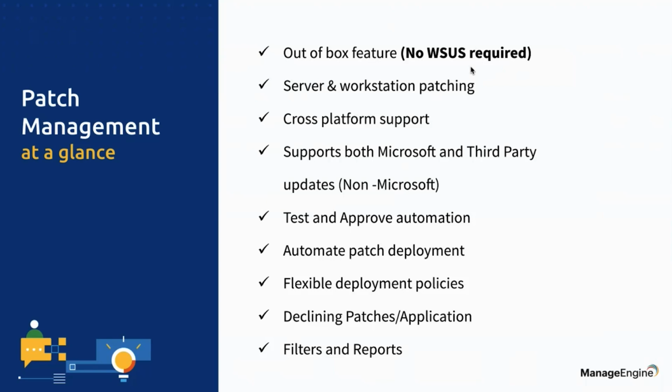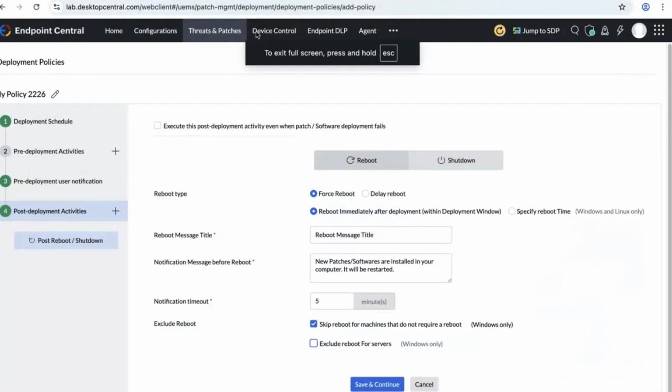Non-Microsoft updates are also supported, including security and non-security under Microsoft. Test and approve automation is supported. Automate patch deployment is supported with flexible deployment policies. Declining patches and applications is supported. Filters and reports can also be generated. Now, so far we have seen how the test and approve method works.